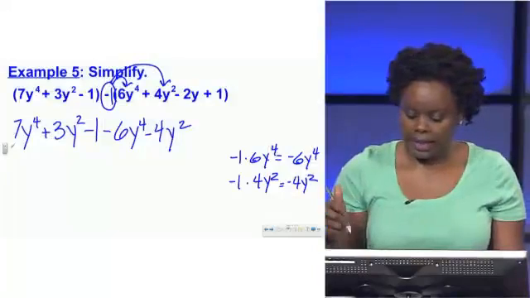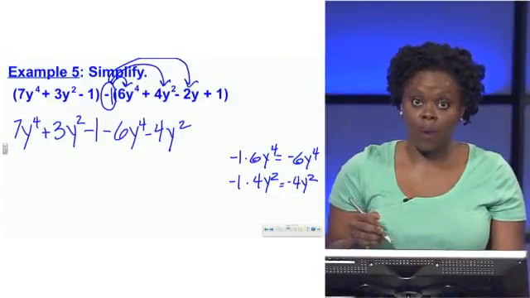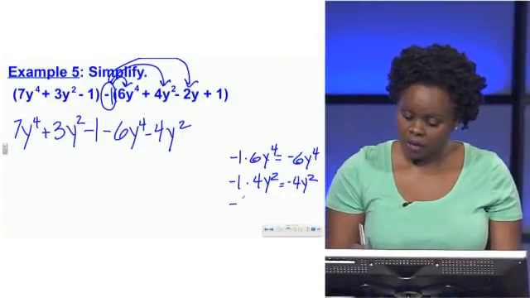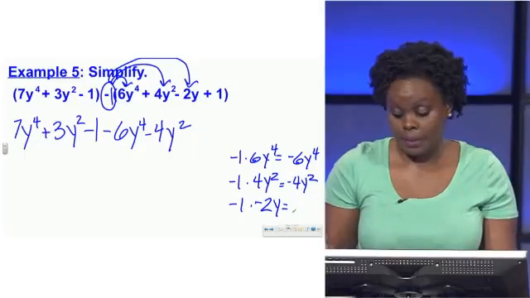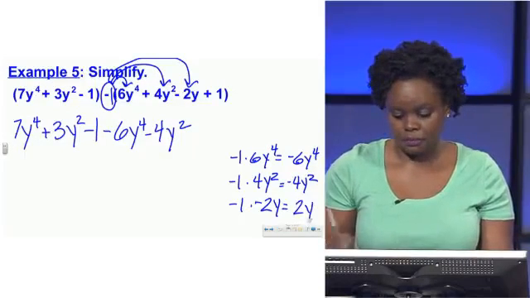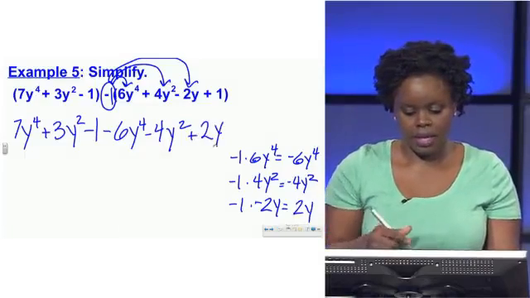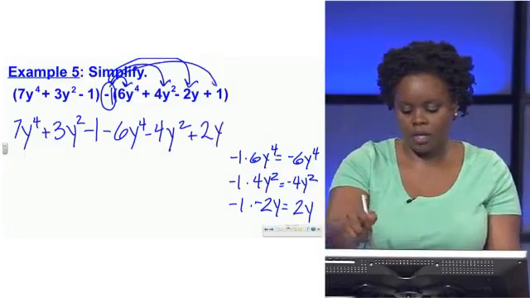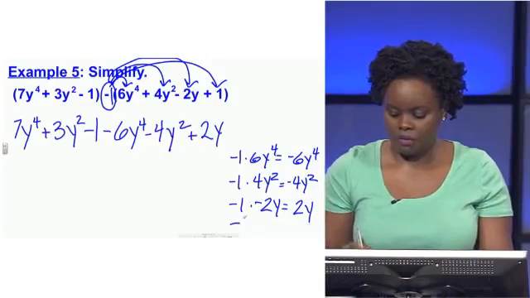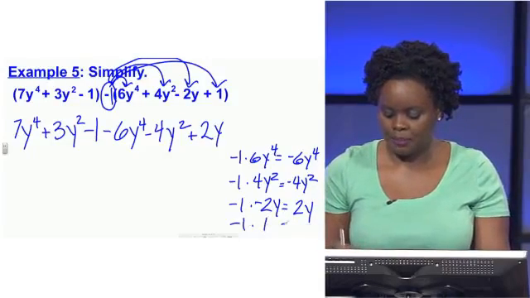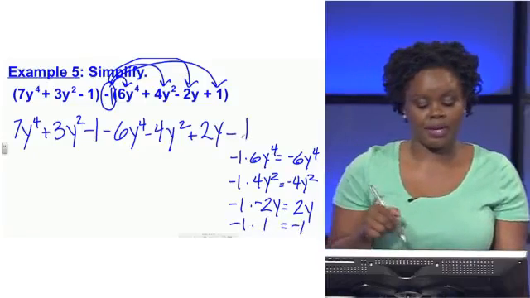And then I need to distribute this -1 to that -2y. So -1 times -2y, that's a +2y. So plus 2y. And then I have this negative 1 times positive 1. So negative 1 times positive 1, that's negative 1. So I have a minus 1 right here.